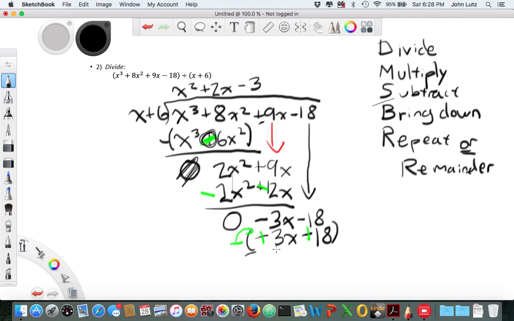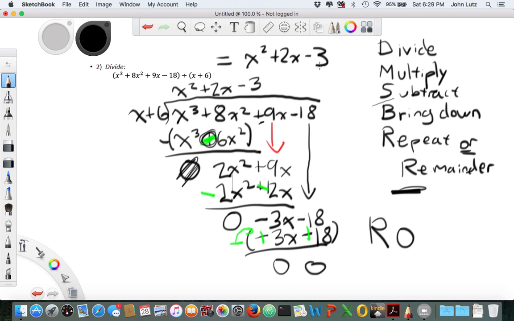Okay, great. So, negative 3x plus 3x is 0, just like we want. Negative 18 plus 18 is also 0. So I've got a remainder of 0. So that means the answer to this question is x squared plus 2x minus 3. Very good. Now we're going to do our third and last one.